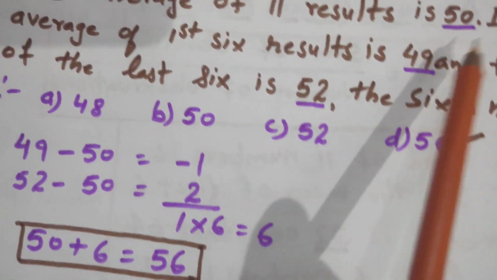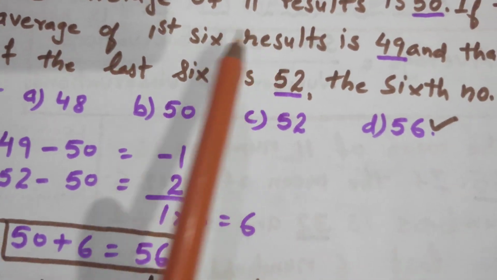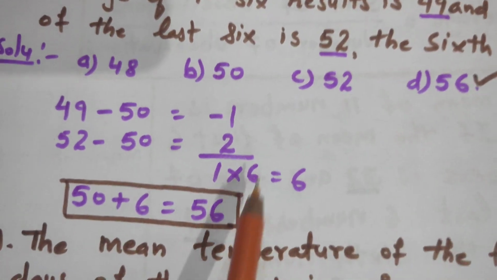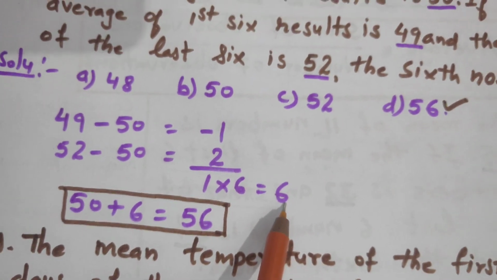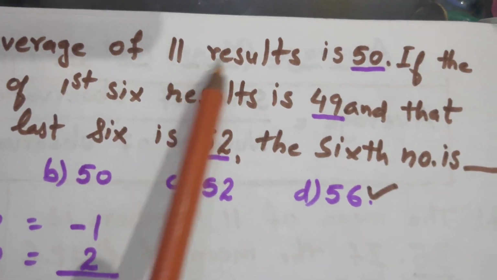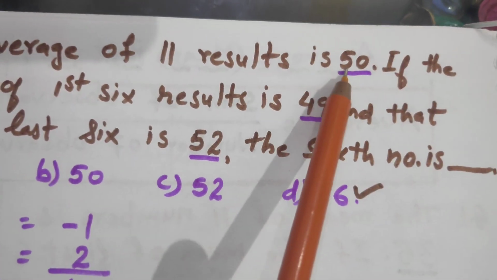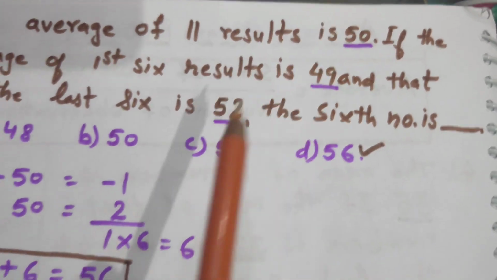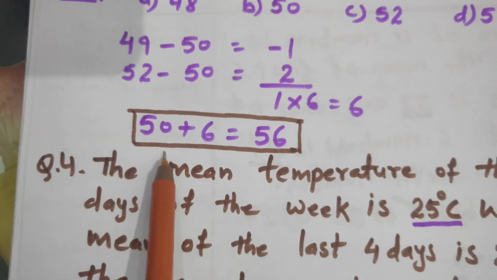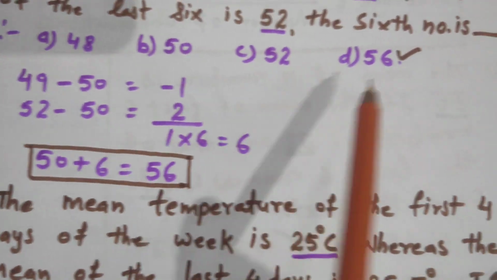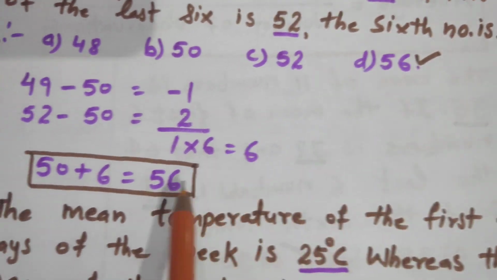And how many results are there? First 6 and last 6. So we will multiply by 6. That is 6 only. Now 11 observations, average is 50. So we will add this 6 to 50. So what is my answer? 56. Easy.